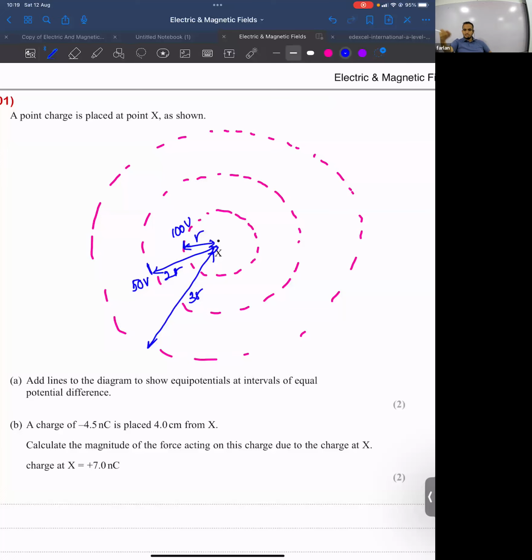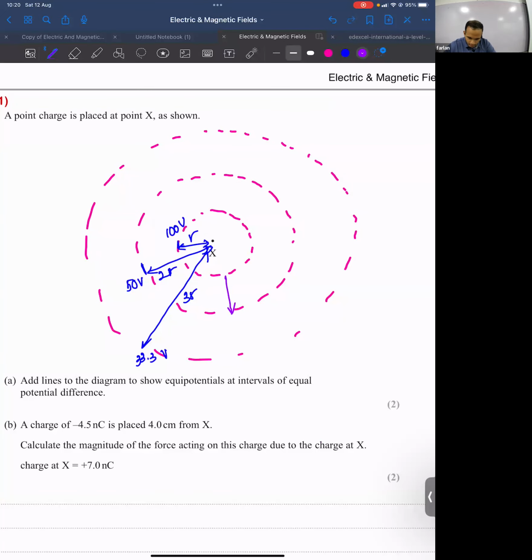So guys, when you double the distance, the potential becomes half. Now when you triple the distance, potential becomes 1/3. So if the potential here was 100, here the potential will become 33.3. Am I right? So now tell me, the potential difference between these two levels is 50 volts. Here 50 and 33.3, 16.6 volts. Is it equal potential difference? No.